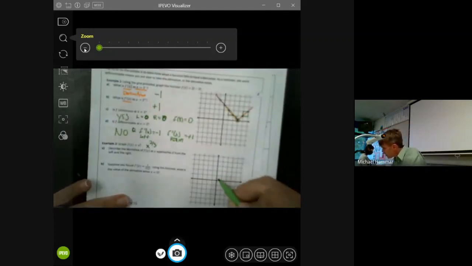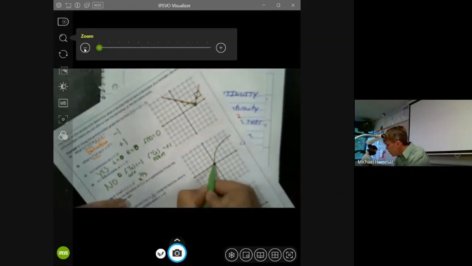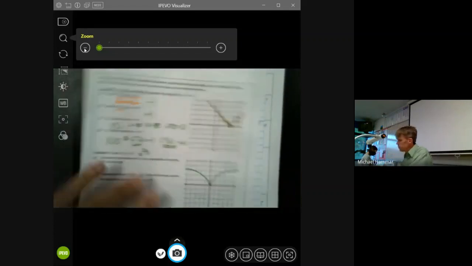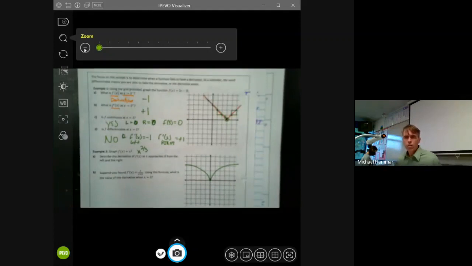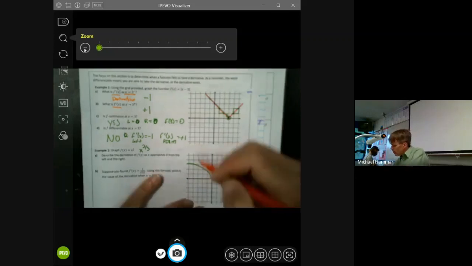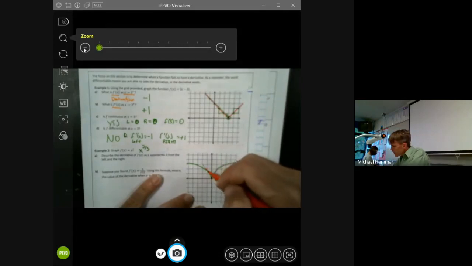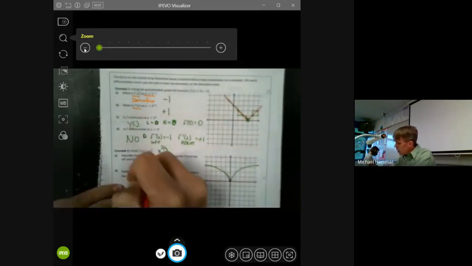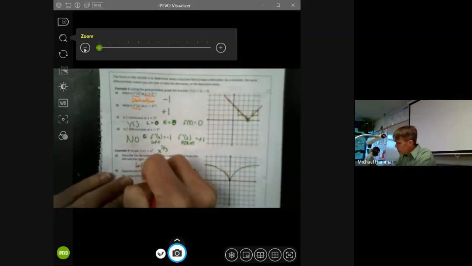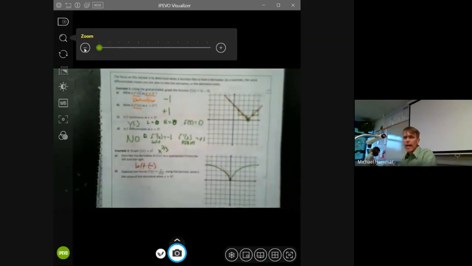And so it goes like this. It kind of looks like a wing of a bird. Okay? So it looks like the wing of a bird. It says, describe the derivative as x approaches 0 from the left and from the right. Well, let's talk about from the left. From the left, notice that if I draw tangent lines, all of these derivatives are negative. So from the left, the derivative is a negative value.